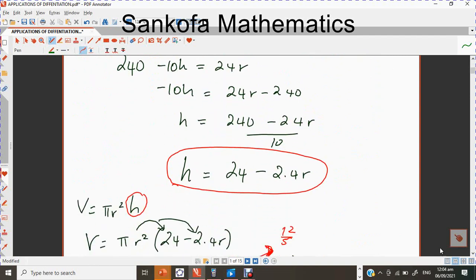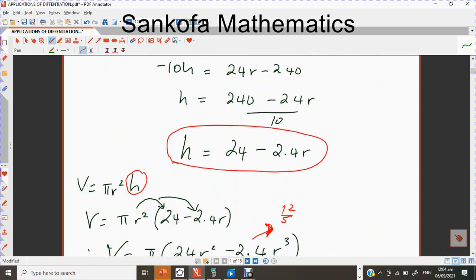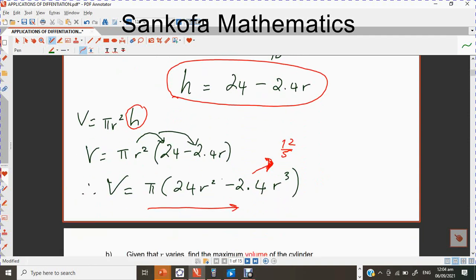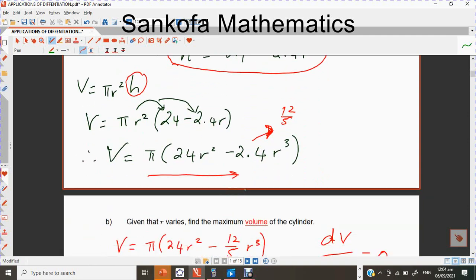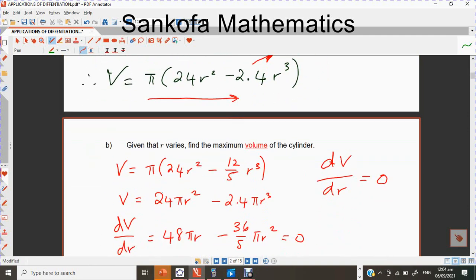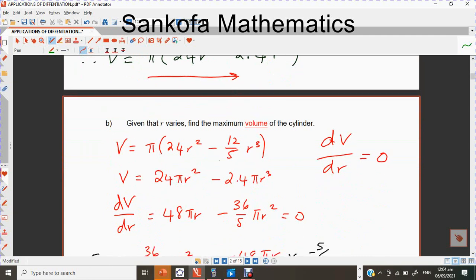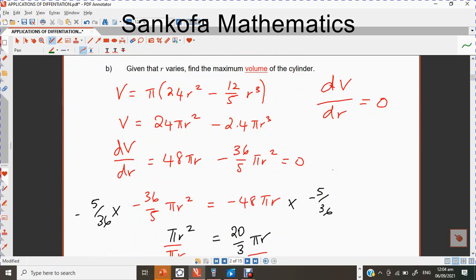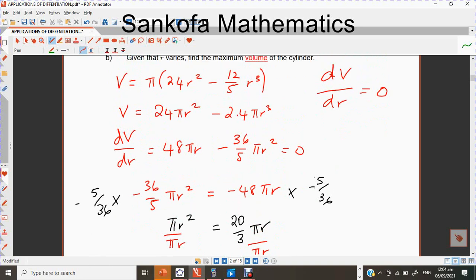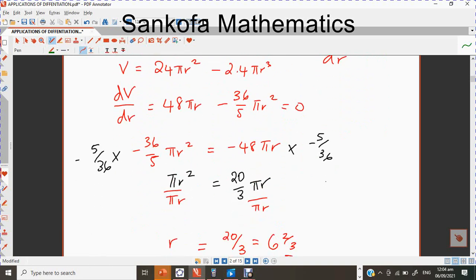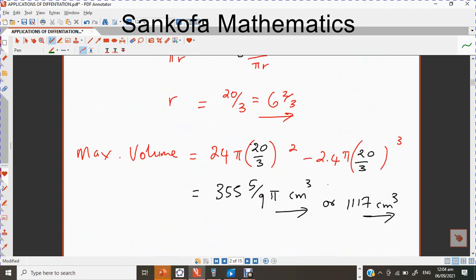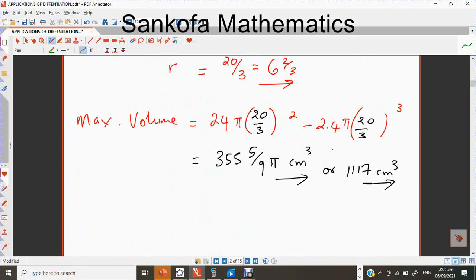And once you have your value of h, you can find the volume of the cylinder. As you know, it's pi r squared h, and then you substitute for h what you have done in the previous section, and you arrive at what was required. And when they say, given that r varies, find the maximum volume, you find the maximum volume. So dV/dr should equal 0, you find the value of r, and substitute it into the volume. Because you're looking for the maximum volume, once you substitute it in, you therefore have your volume.